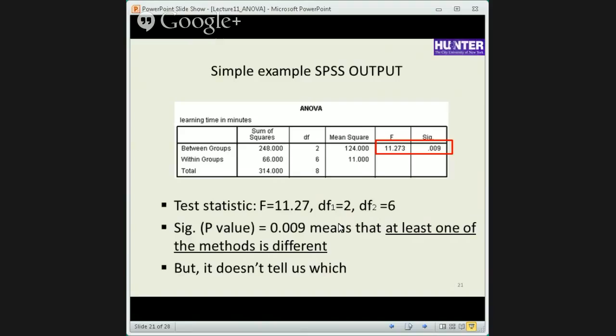So these two things are the key output of the table, and the ones that you would probably report in a paper or in your project if analysis of variance were your main result. The F statistic is 11.27 on 2 and 6 degrees of freedom with a p-value of 0.009. So this tells us that at least one of those methods is probably different from the other two, but it doesn't say which one.